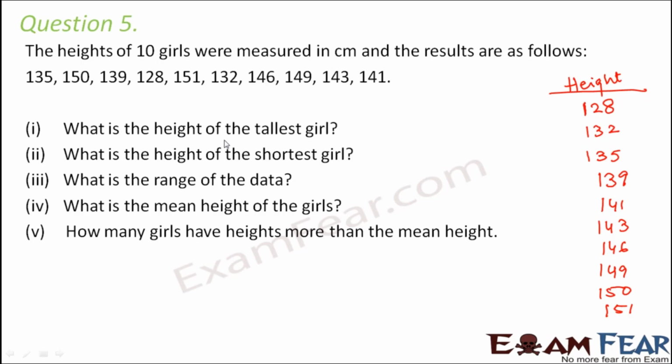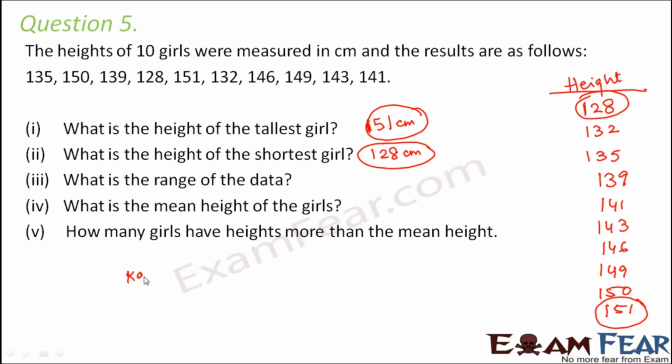So the first question is, what is the height of the tallest girl? The tallest girl, that is the height at the end, because this is the biggest number. So 151 centimeters would be the height of the tallest girl. What about the height of the shortest girl? Definitely the shortest girl would be 128 centimeters. What is the range of the data? So range is equal to tallest minus shortest, that is 151 minus 128, which is equal to 23. So 23 centimeters is the range.